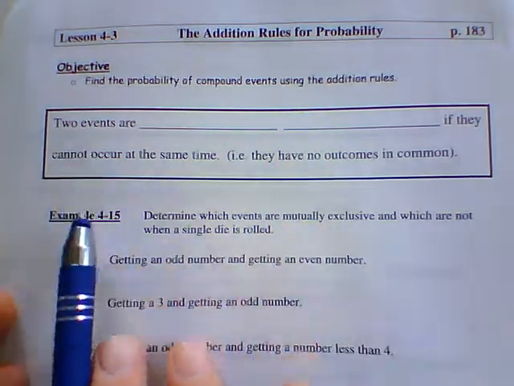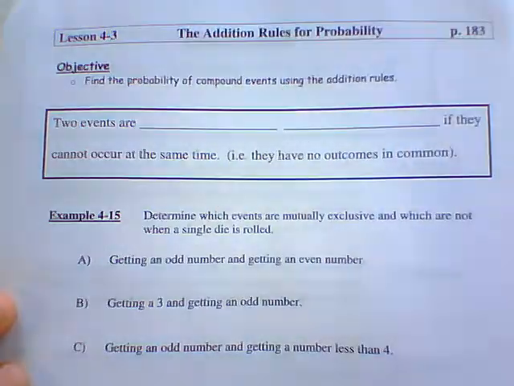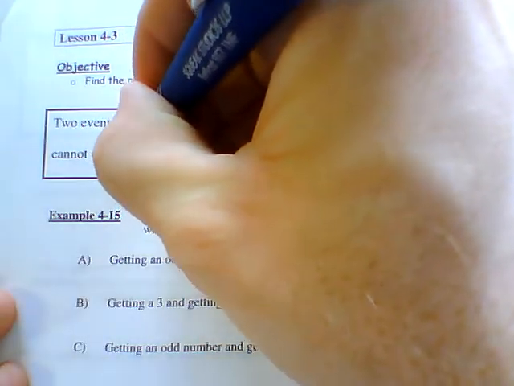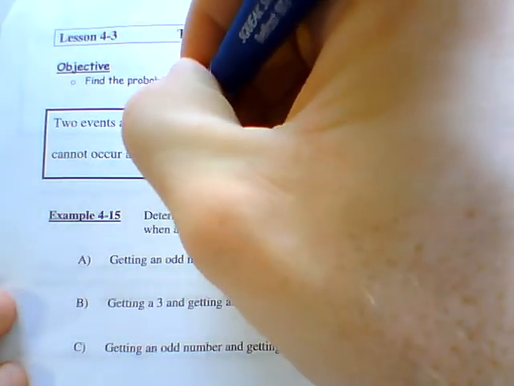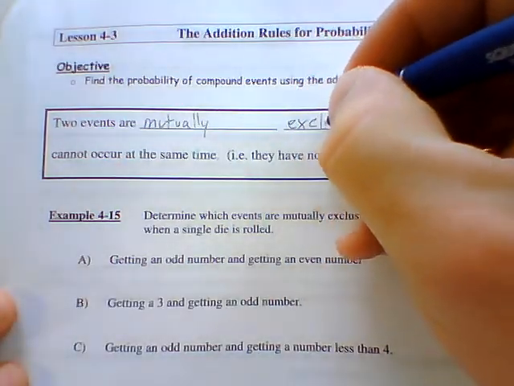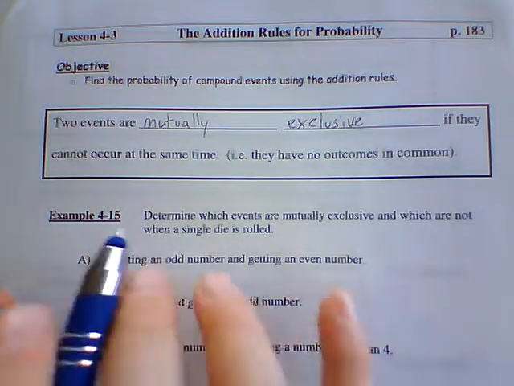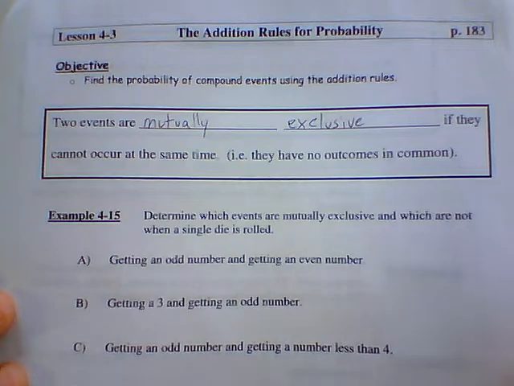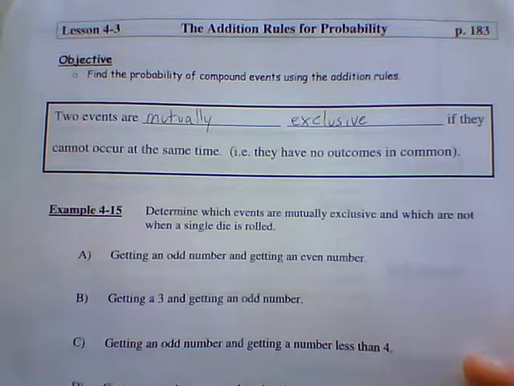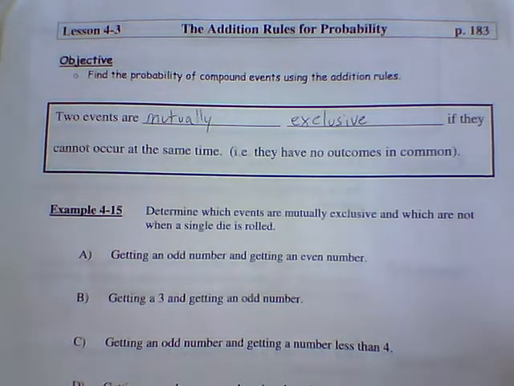Alright, first thing, before you can even start doing the probabilities, you have to figure out what type of situation you're dealing with. Two events are mutually exclusive if they cannot occur at the same time. What we're really going to be looking at is you doing one thing and seeing if two different types of outcomes could happen.